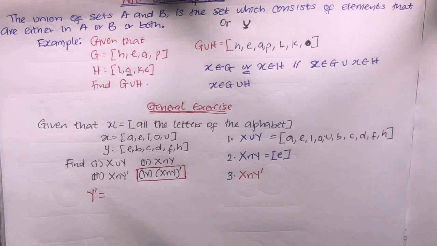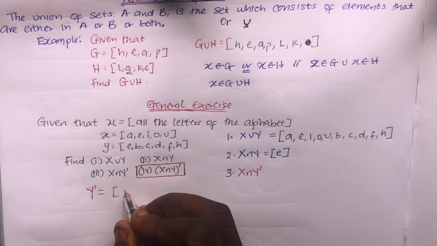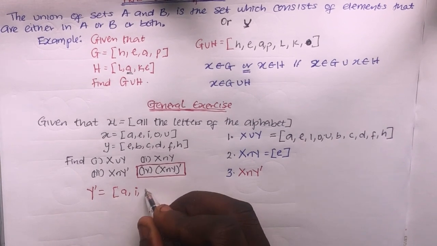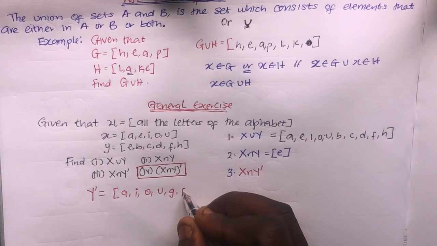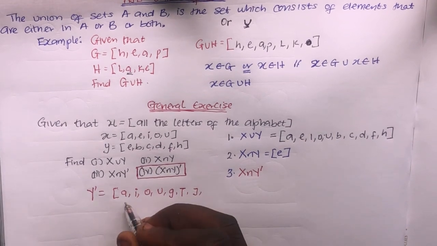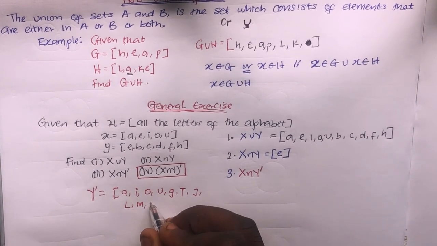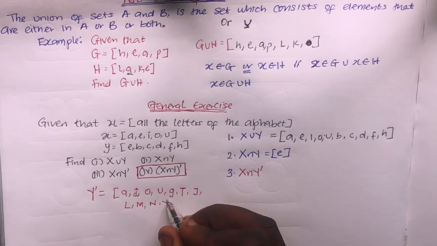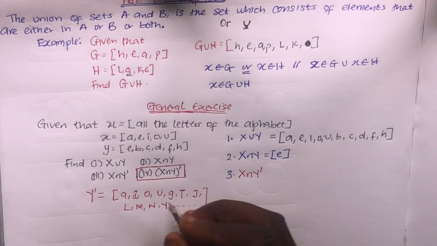Can you see that? So in this case, this is how we are going to have A, right? A is not here. We are going to have I, O, U, G, T, J, N, M, and so on, right? Y, and so on.